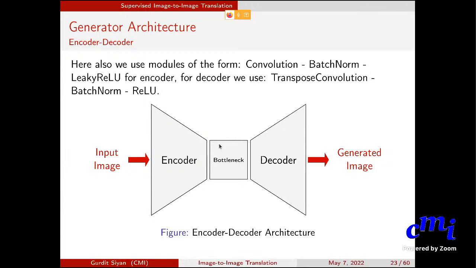So here is a visualization of the encoder-decoder network. We downsample until we reach a bottleneck, and then we upsample. That's the generated image. For the decoder part, we use transpose convolution or fractionally strided convolutions, with ReLU. For the encoder part, instead of ReLU, we use leaky ReLUs.